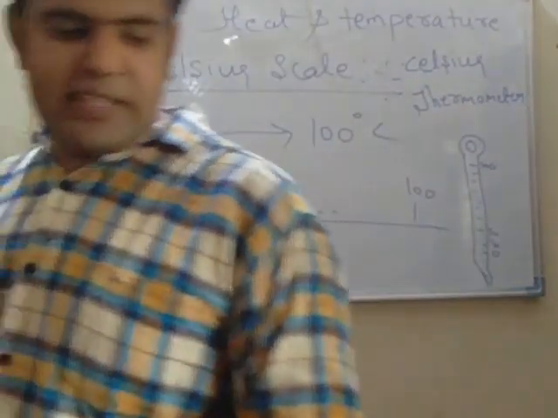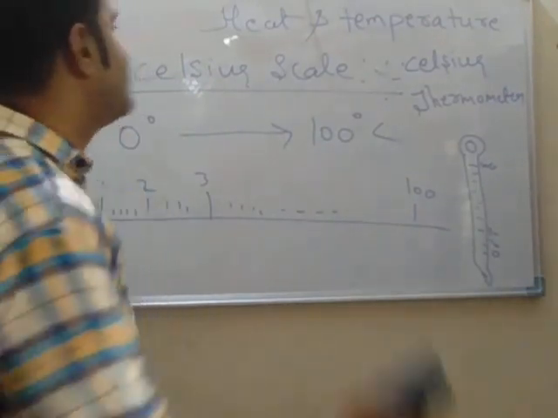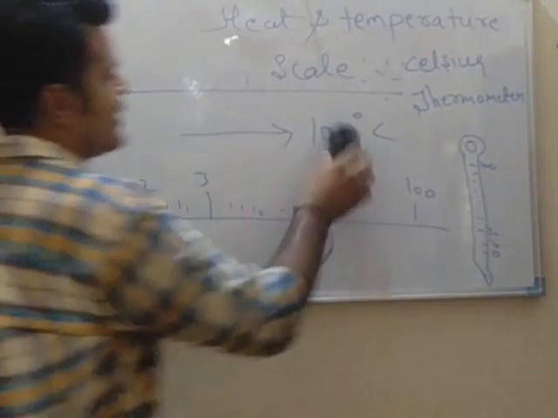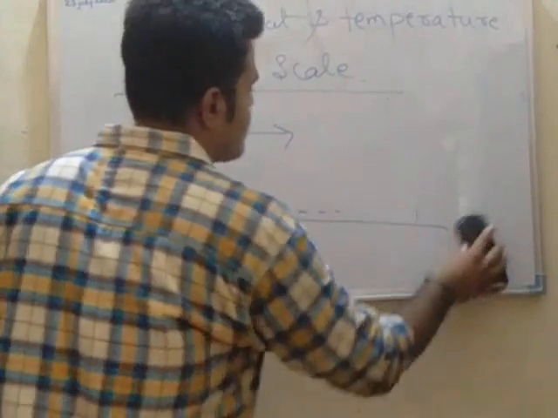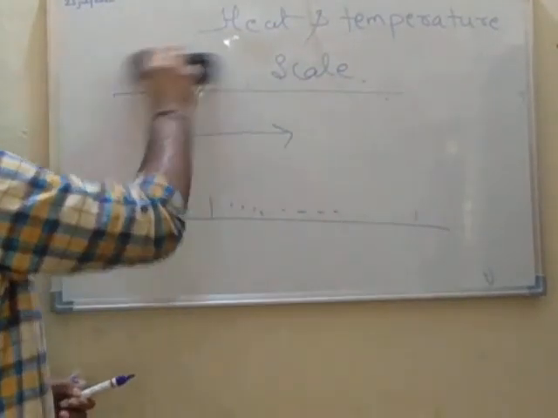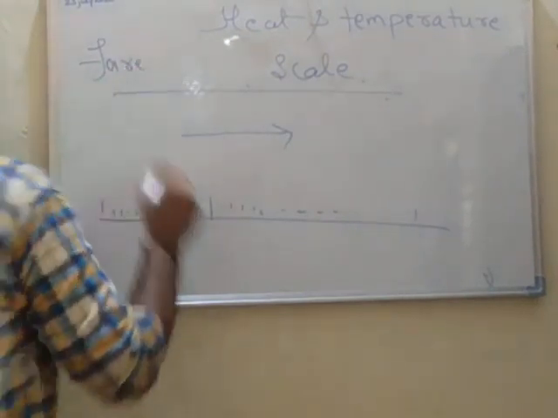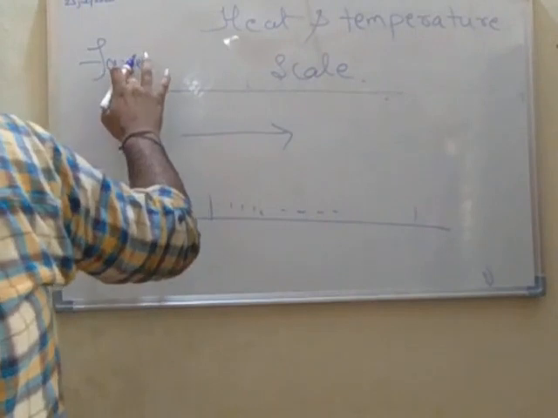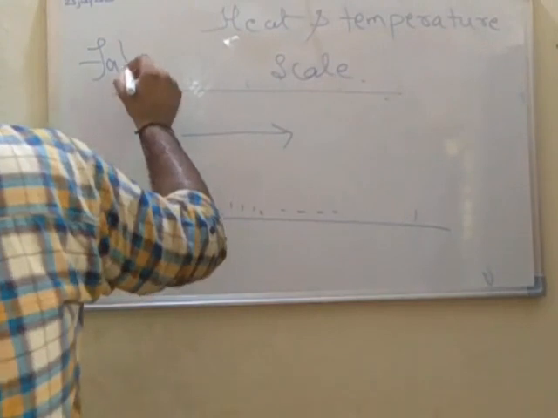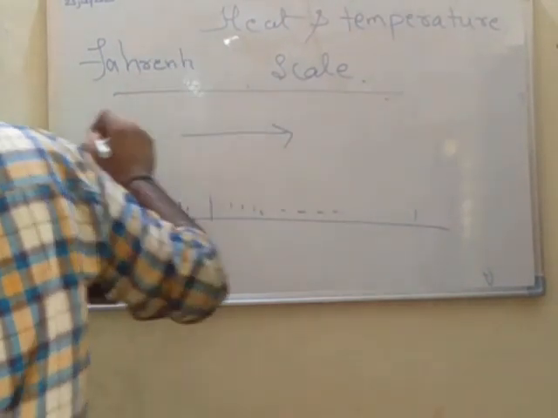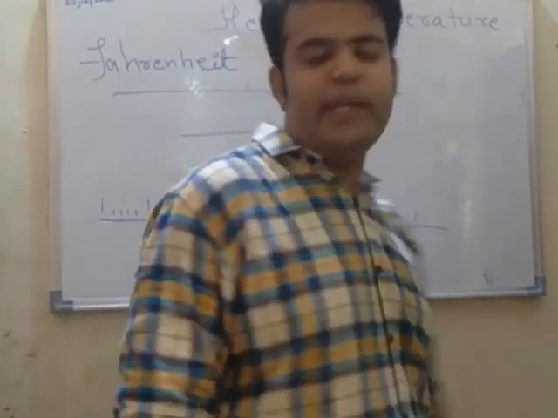Okay. After this, we will see another scale, which is called the Fahrenheit scale. Another type of scale is the Fahrenheit scale.